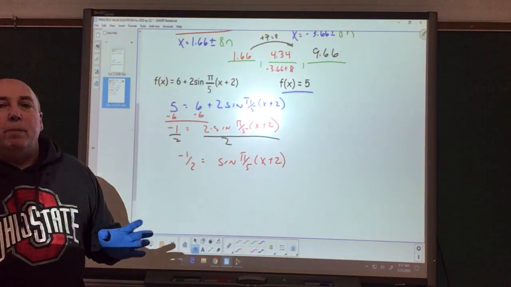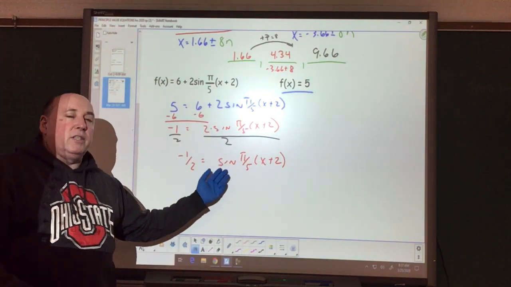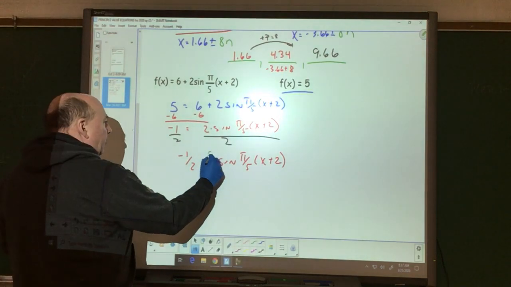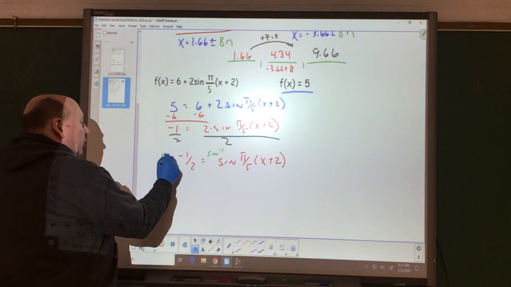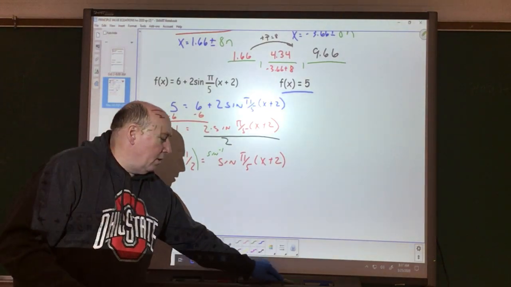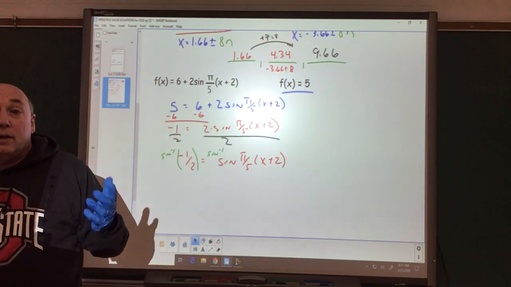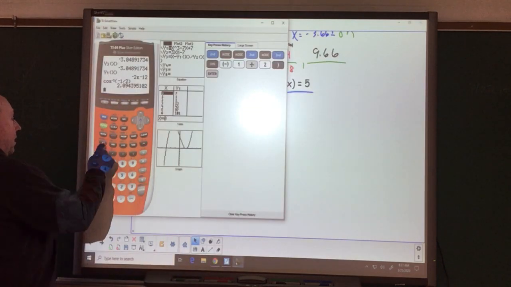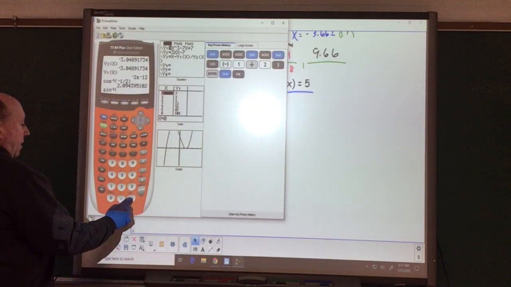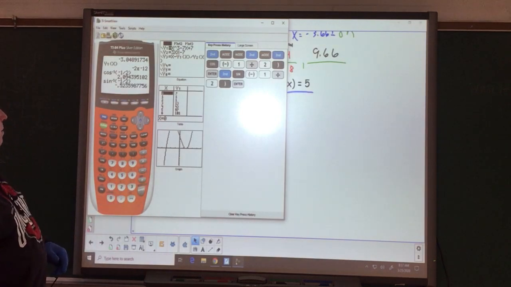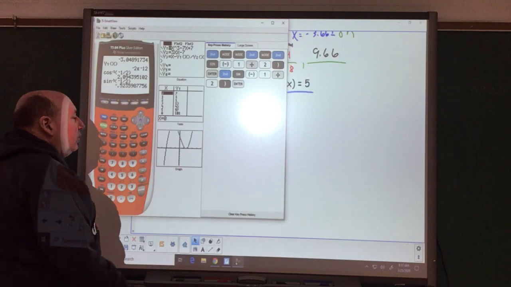Okay, the next step will be, once again, we have to get rid of our trig function sine. How we get rid of sine, we take the inverse sine. So we have the inverse sine of negative 1 half. It's not going to be the same as up top because that was inverse cosine. So we have inverse sine of negative 1 divided by 2, close the parenthesis. We get negative 0.52.